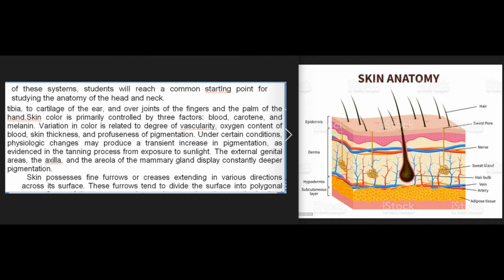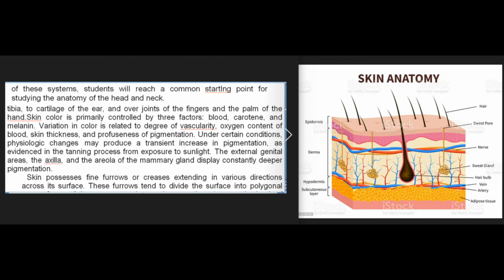Tibia, to cartilage of the ear, and over joints of the fingers and the palm of the hand. Skin color is primarily controlled by three factors: blood, keratin, and melanin. Variation in color is related to degree of vascularity, oxygen content of blood, skin thickness, and profuseness of pigmentation.